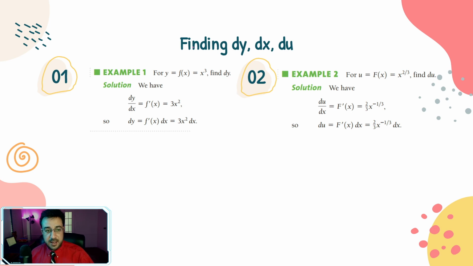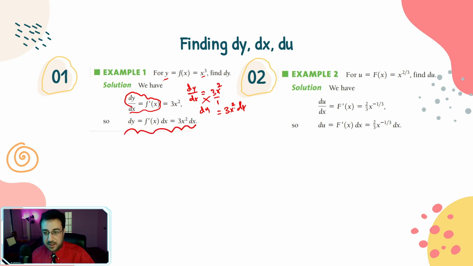Finding dy, dx, and du. Sometimes you have questions in this form, y equals x to the power of 3 or f of x equals x to the power of 3. What is dy? So we have y here. What is dy? Then we know, of course, from before, dy over dx equals f prime. Now, if we take f prime for this term, dy over dx would equal 3x squared. Now, what is dy? dy in this case is like 3x squared over 1. Then you do cross multiplication. dy equals 3x squared dx.